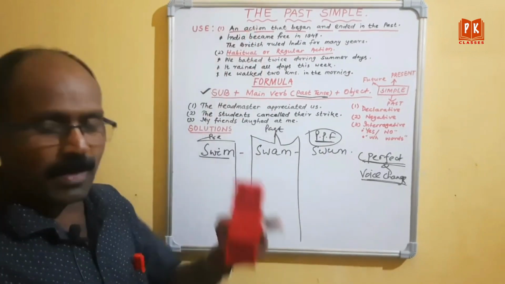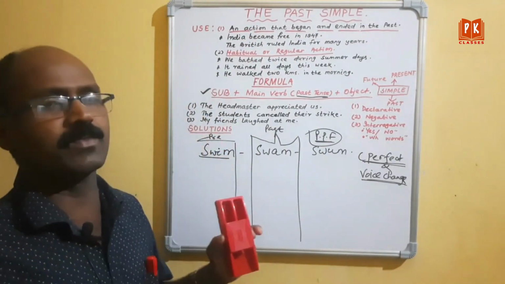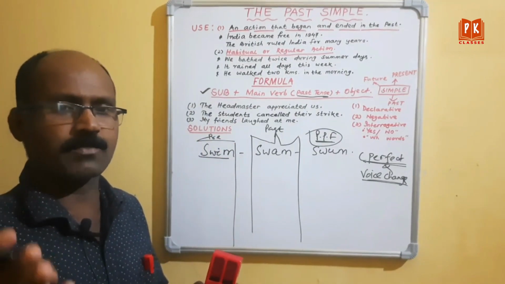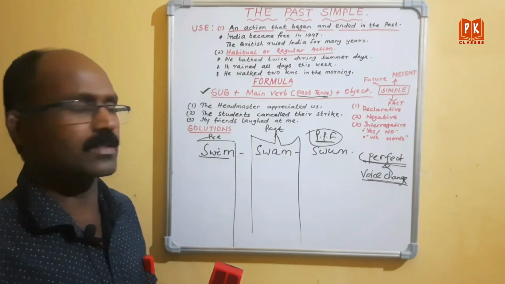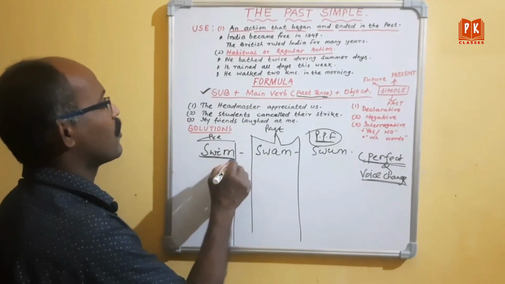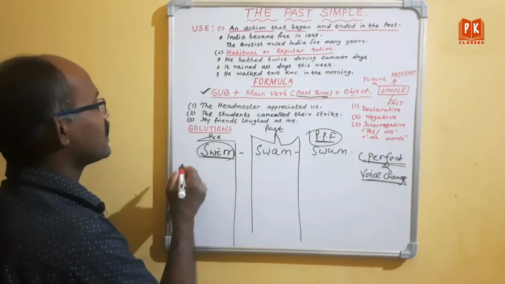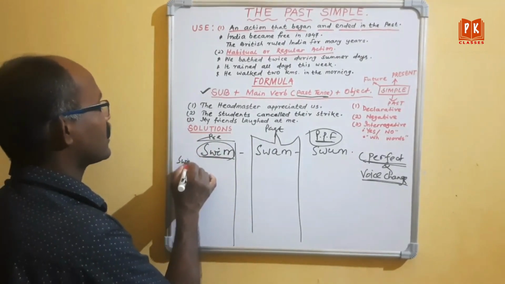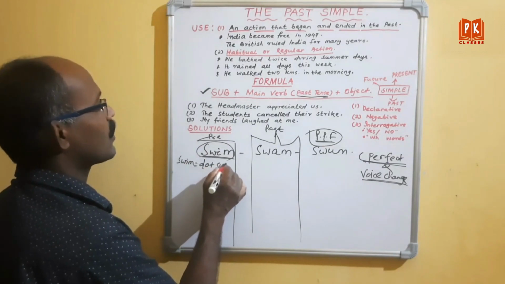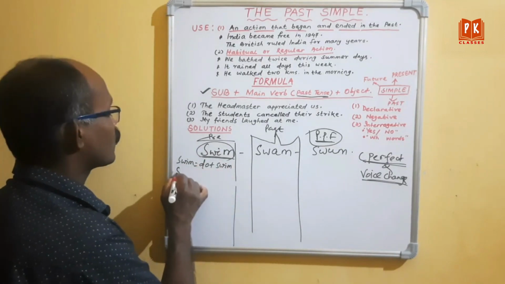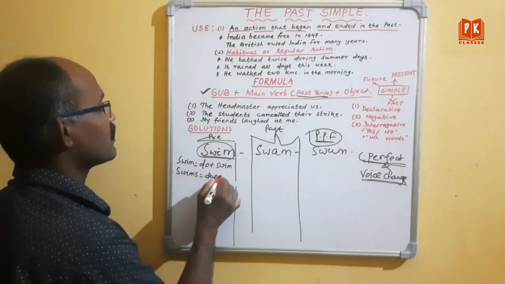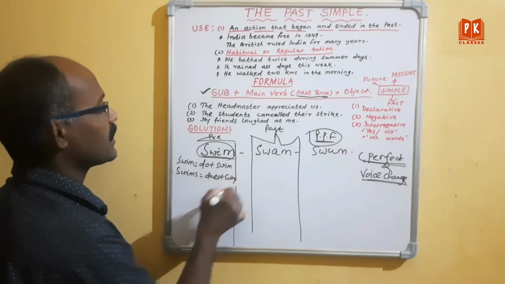Now in the past tense we will find the same things: past simple, past progressive, past perfect continuous. But here please remember, while you are doing simple, what were you doing in present? For swim, you are getting do plus swim, or for swims, does plus swim, in present.